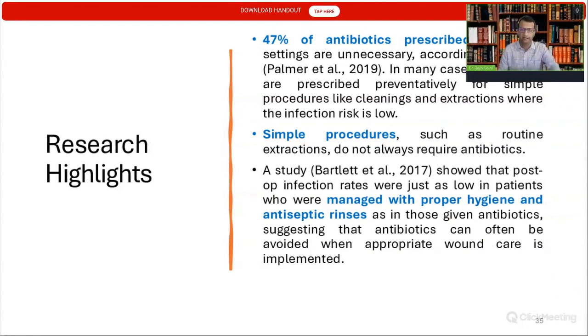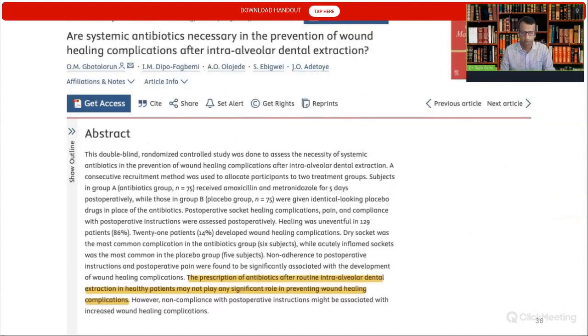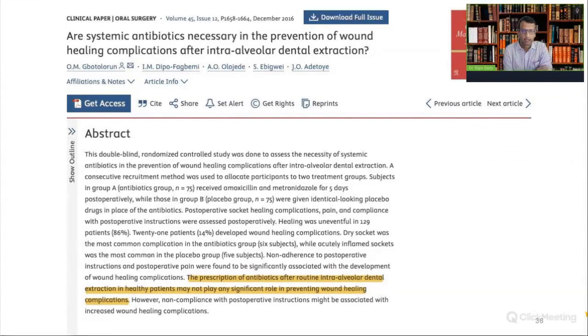So I am again and again emphasizing the advocacy of good oral hygiene products, because good oral hygiene products encourage proper patient compliance. And if they have strong compliance, then the results are very good and they don't have any post-op complications. This is a very good study, published in 2016, I think. And this study is very great in terms of understanding whether you really need antibiotics.